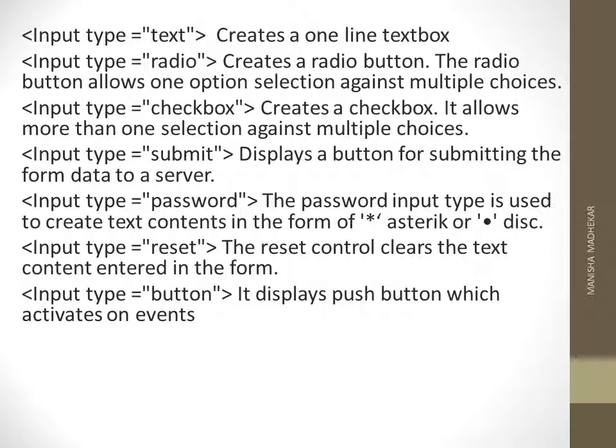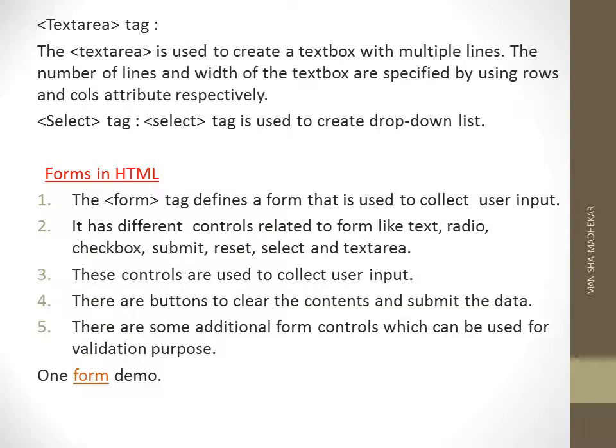Now this year we will have some new input types. One more thing is text area. The text area is used to create a text box with multiple lines. The number of lines and width of the text box are specified by using rows and cols attributes respectively. Here rows mention the height and cols mention width. Then select tag is used to create a drop down list.